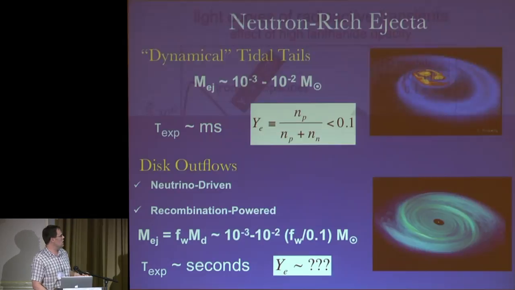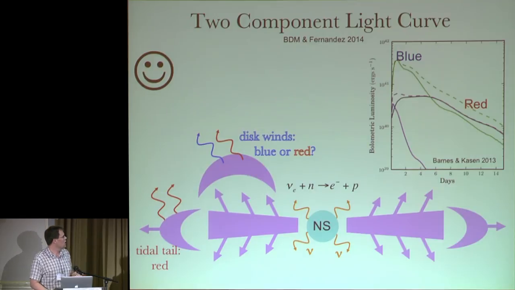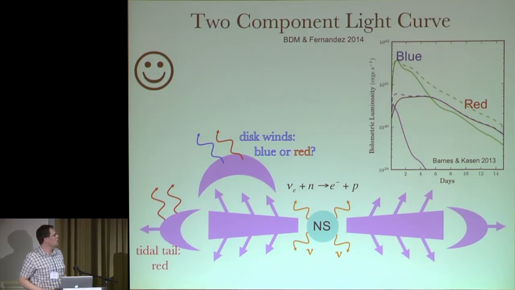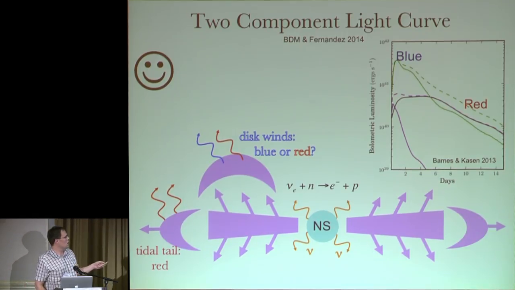And this is important because, as I mentioned, the outflows from the accretion disk, unlike the matter ejected dynamically, has time to experience weak interactions. Its electron fraction will not be exactly that which was in the original neutron star. And so you can imagine a potential two-component model where you have this tidal material which is coming out in the equatorial plane, is very neutron-rich, is producing something red, and you have outflows from the accretion disk in the polar direction. And those could, if the composition of those was sufficiently proton-rich or not neutron-rich, produce some blue emission. And how could that happen?